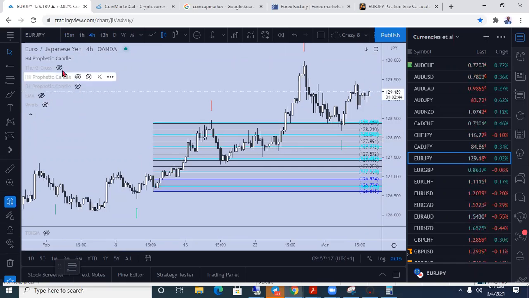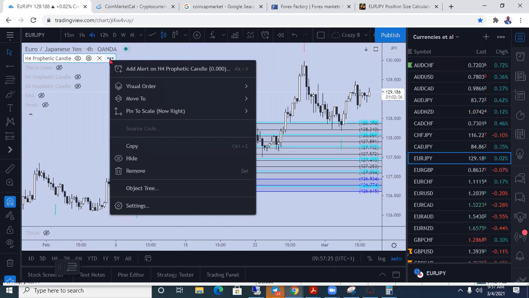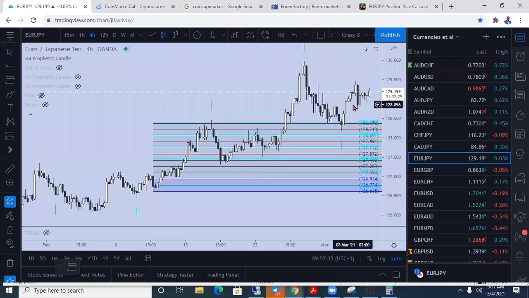Here it's recording. So here you have the H4 prophetic candle. There are some 3 dots here. You could just click on those 3 dots, and when you click on them, the very first thing you find there is add alert on H4 prophetic candle. You could add alerts, and I'll do an example so you see.